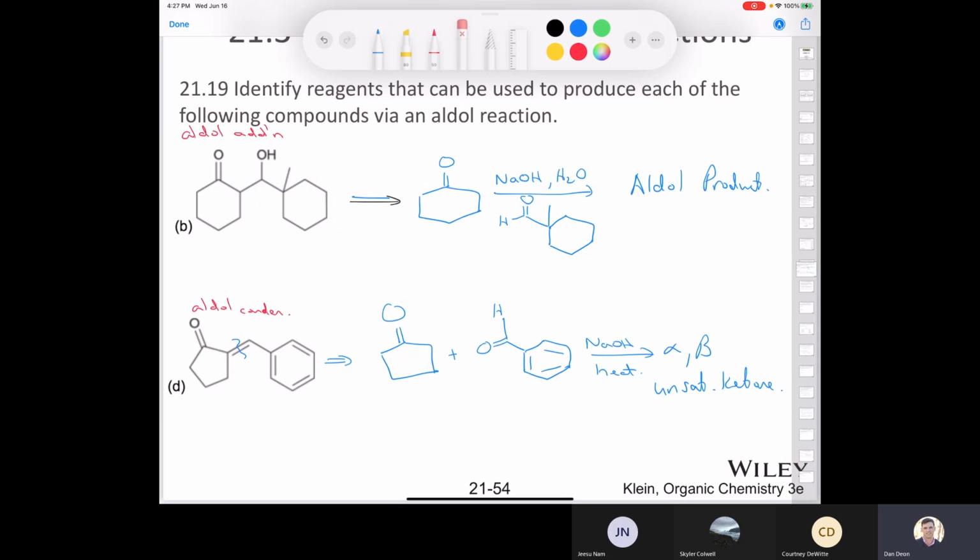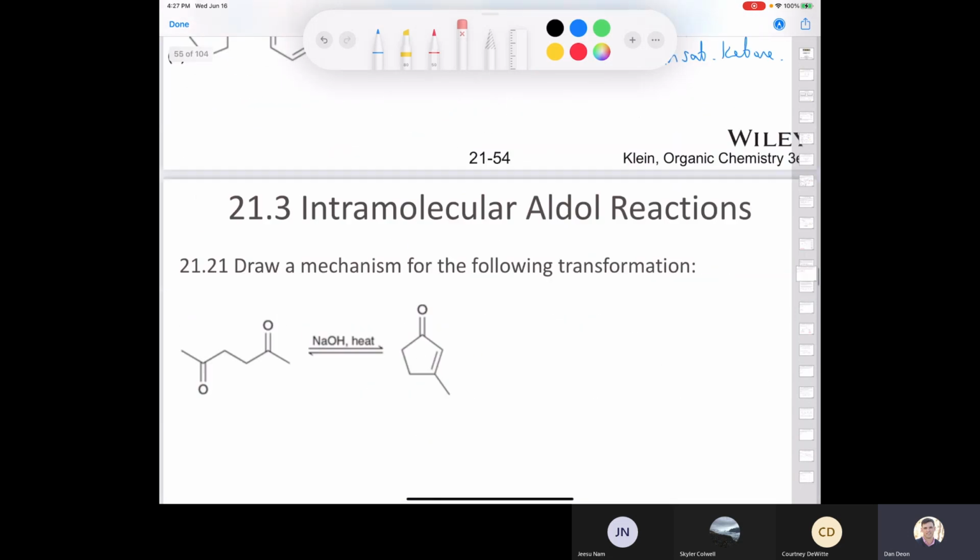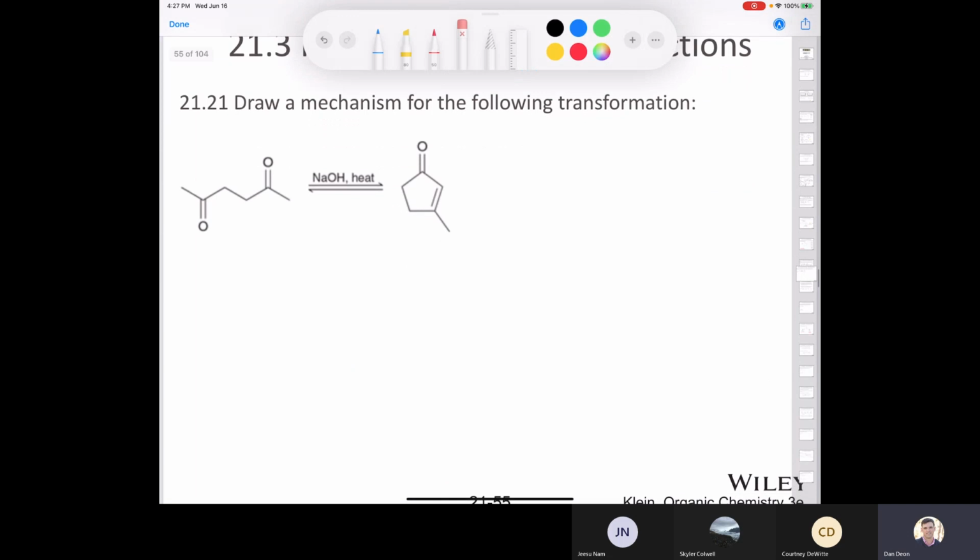Boom, just like that. And for today, I think we're going to skip the next question, and we're going to come back to it at the beginning of class on Friday. So I'd like everybody to try and propose a mechanism for this. We saw part of the mechanism earlier on, that you're going to form an enolate, which is going to do a nucleophilic attack like this. But I want you to see if you can draw all the curved arrows for this mechanism here to make this alpha beta unsaturated cyclic ketone.